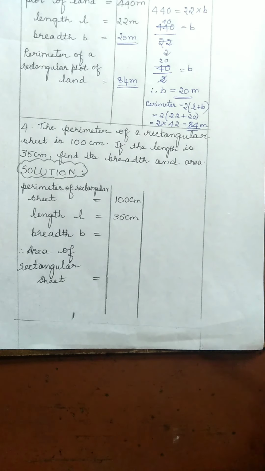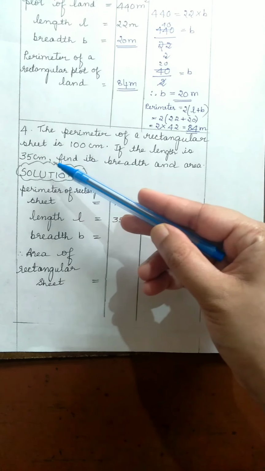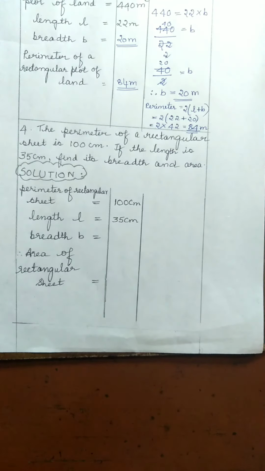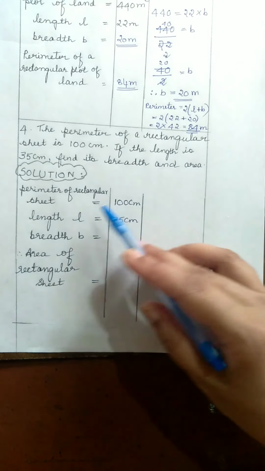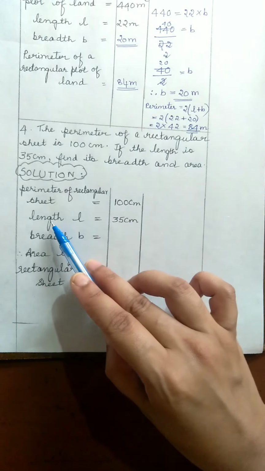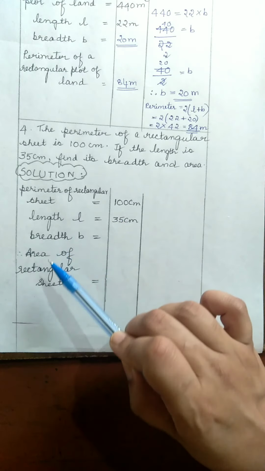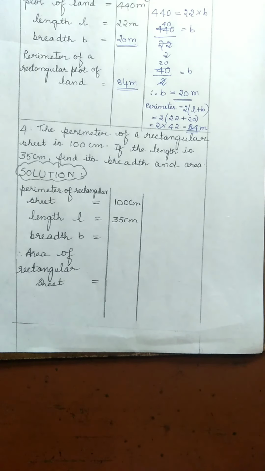The perimeter of a rectangular sheet is 100 centimeter. If the length is 35 centimeter, find its breadth and area. Therefore, the perimeter value is given, that is equal to 100 centimeter. Then, length is given with a measurement 35 centimeter. We need to find out breadth and area. So, now in this problem, the perimeter value is given. Using the perimeter of a rectangular formula, we will find out the breadth value.